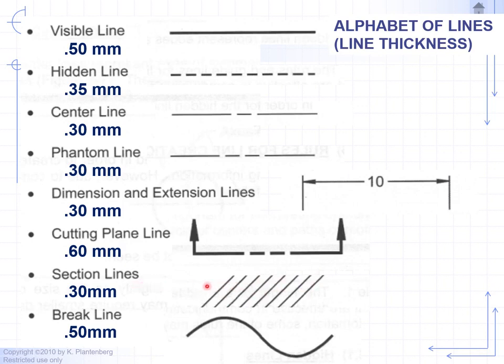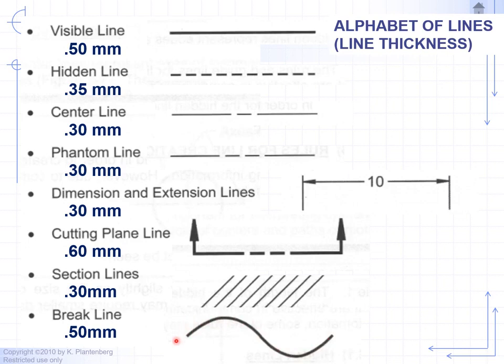So section lines are 0.30 millimeters in thickness, and we tend to angle the pattern so that we don't mix them up with any of the hidden, center lines, dimension lines. So we tend to give it an angle so it can stand out on its own. We can also use rectangular patterns, which tend to also stand out on their own, separate from these other type of lines.